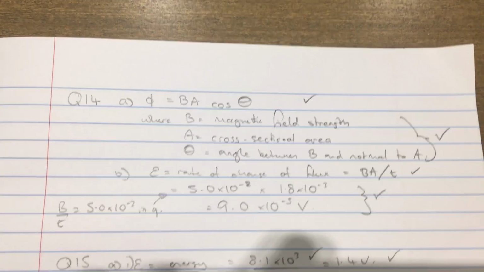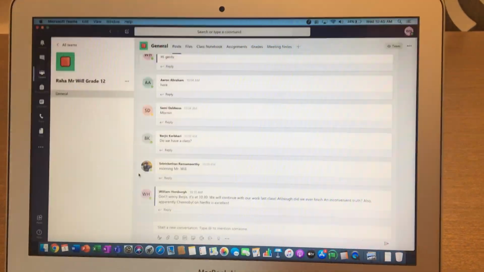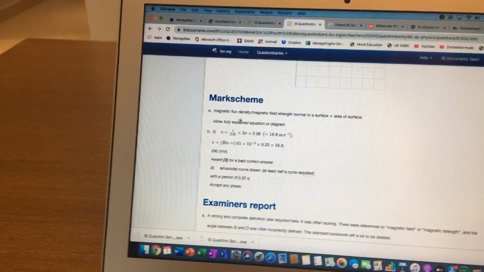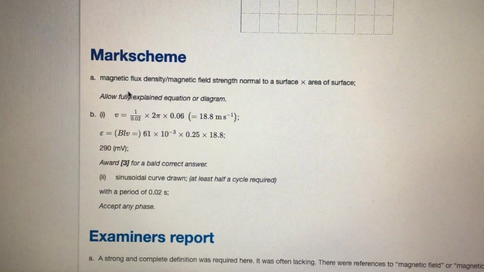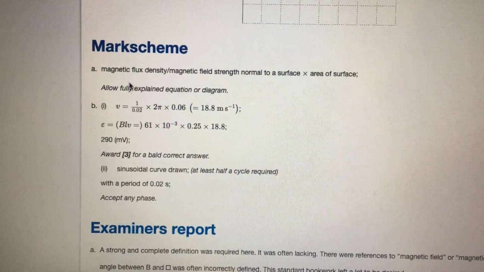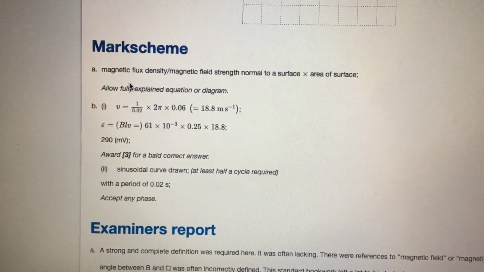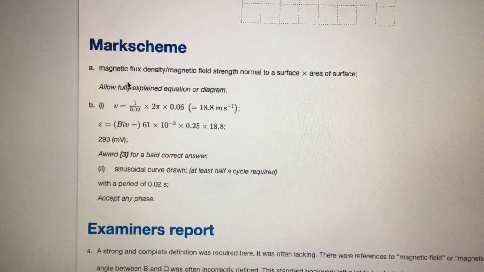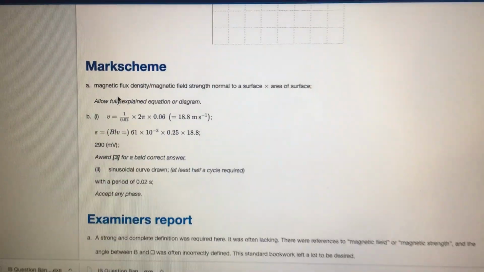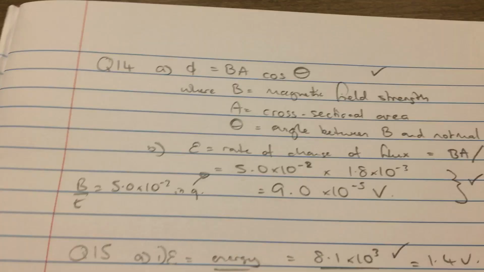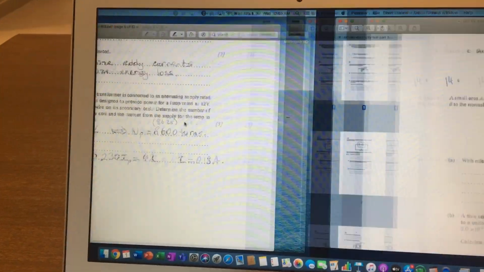I looked this up to see whether there was another definition. So I found a different question on the IB question bank where you had to define magnetic flux, and they said magnetic flux density, field strength, normal to the surface times the surface area. They're just saying the equation in words essentially, but it says allow fully explained equation or diagram. So a fully explained equation here, I don't think you get away with a diagram in our question because there is one.